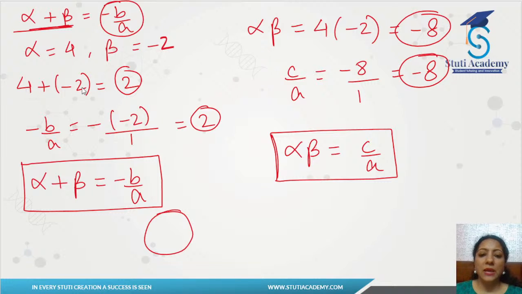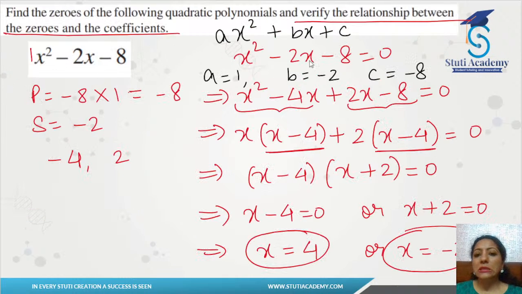So, we have 4 plus minus 2, that is 2. Now, we have to check what is the value of minus b by a. So, minus b upon a, we have taken this expression, the polynomial which is given to us. We have compared this with the standard form for a quadratic polynomial, that is ax square plus bx plus c. And from here, we can observe that a is 1, b is minus 2, and c is minus 8.